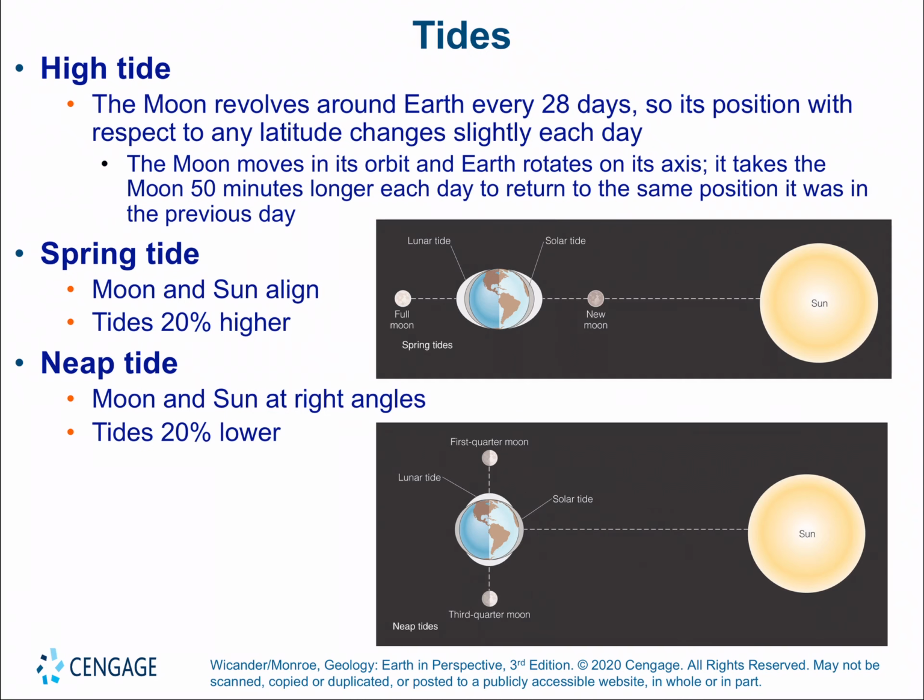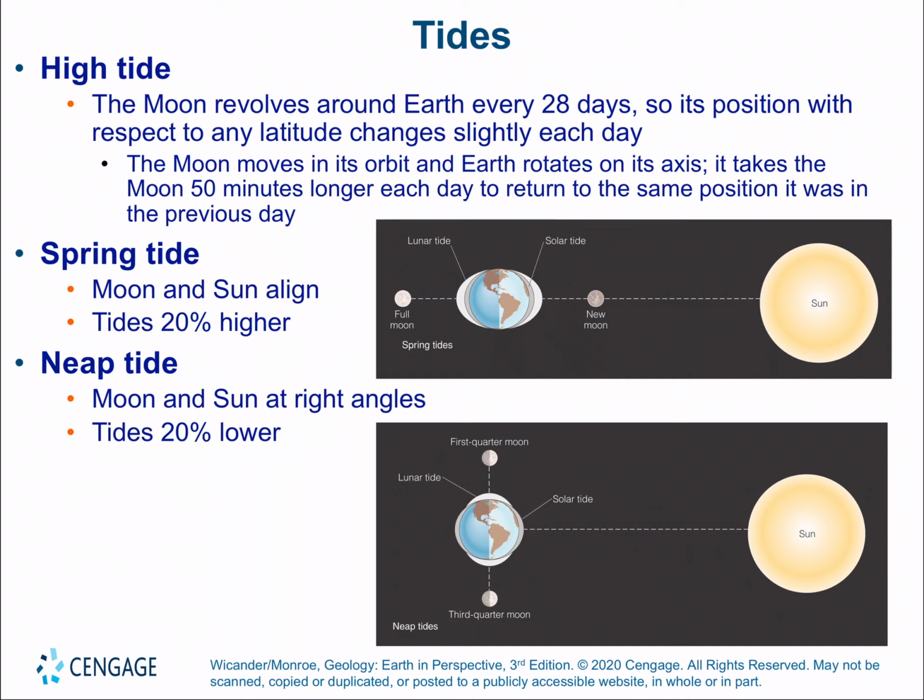Now the moon revolves around the Earth every 28 days, so its position with respect to any latitude is going to change slightly each day. The moon moves in its orbit and the Earth rotates on its axis, and it takes the moon about 15 minutes longer each day to return to the same position.